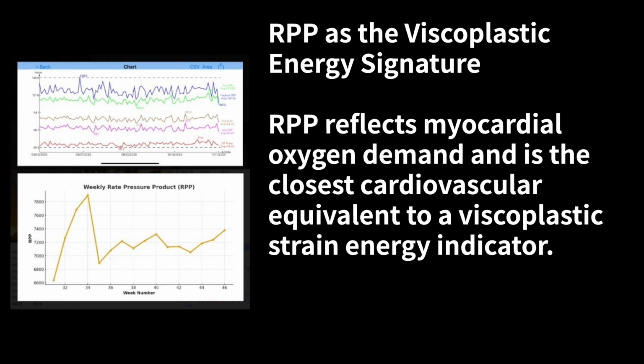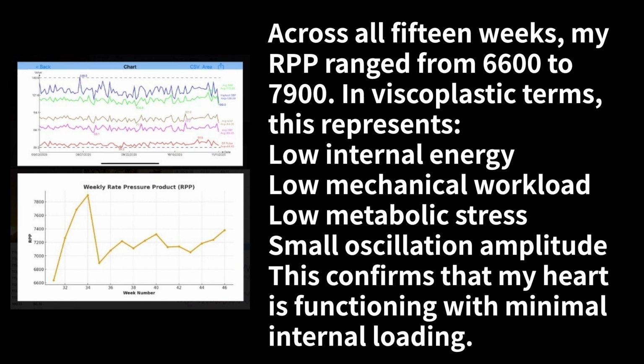RPP reflects myocardial oxygen demand, and is the closest cardiovascular equivalent to a viscoplastic strain energy indicator. Across all 15 weeks, my RPP ranged from 6,600 to 7,900. In viscoplastic terms, this represents low internal energy, low mechanical workload, low metabolic stress, small oscillation amplitude. This confirms that my heart is functioning with minimal internal loading.